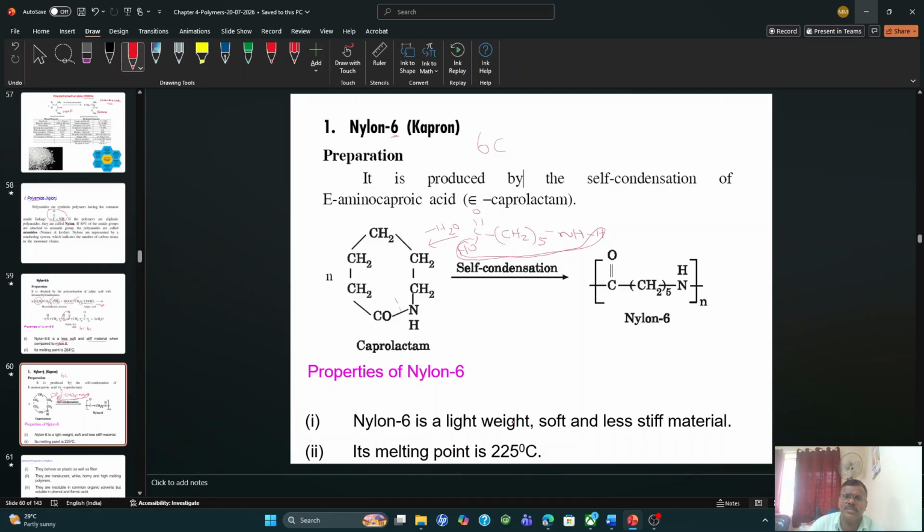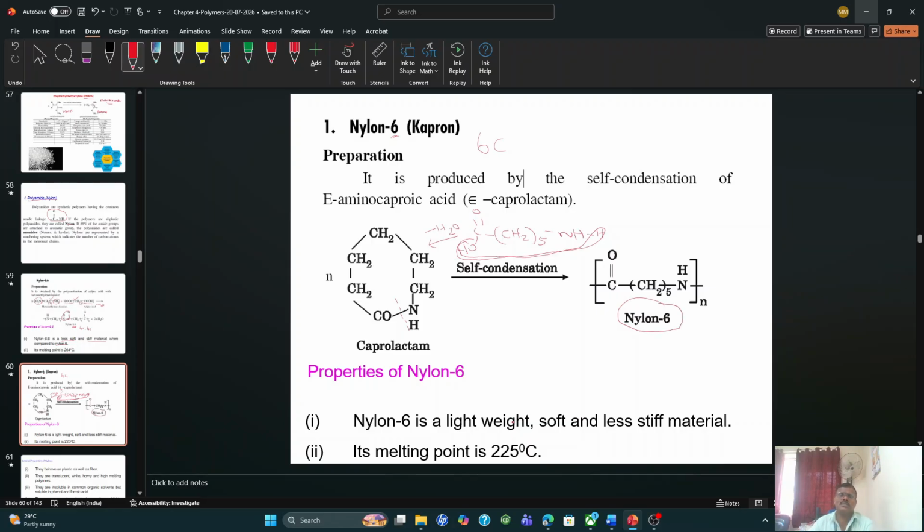Lactam on self-dissociation on heating, this ring will open, so you get this product, CO (CH2)5 NH, n times. This is nylon 6.